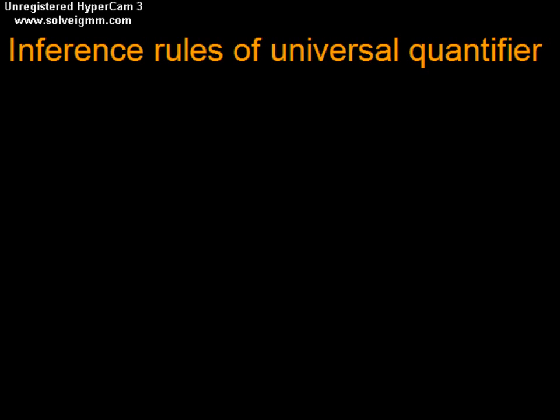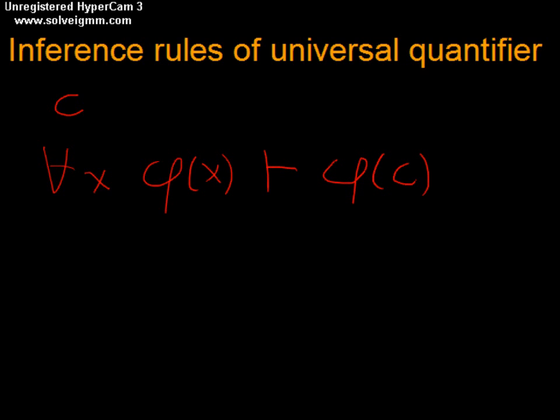But if the statements involve quantifiers, then things are more difficult. So let me now present the inference rules for quantifiers. For the universal quantifier, or the for all quantifier, we have two inference rules. First, the elimination. So if C is any constant, then from for all x phi x, we can always infer phi C, where C is anything.